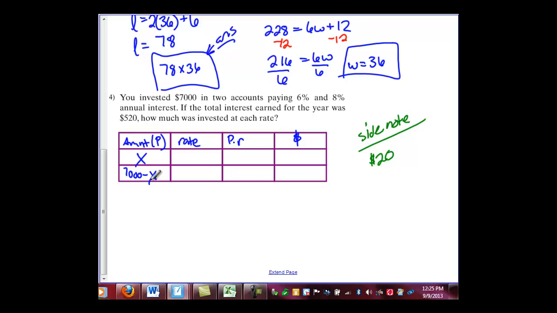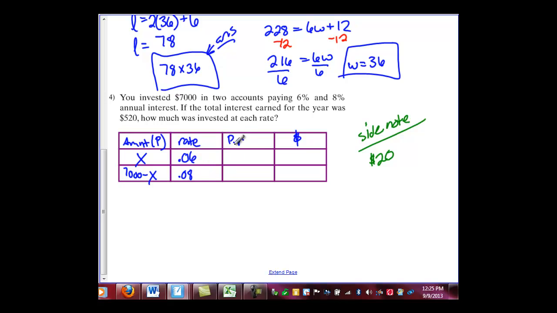Is that okay? Yeah? All right, well, good. You seem so happy about it. All right, we said that X was going to be our 6% interest rate. How am I going to write that as a decimal? 0.06. And the 8%? Yeah, 0.08.